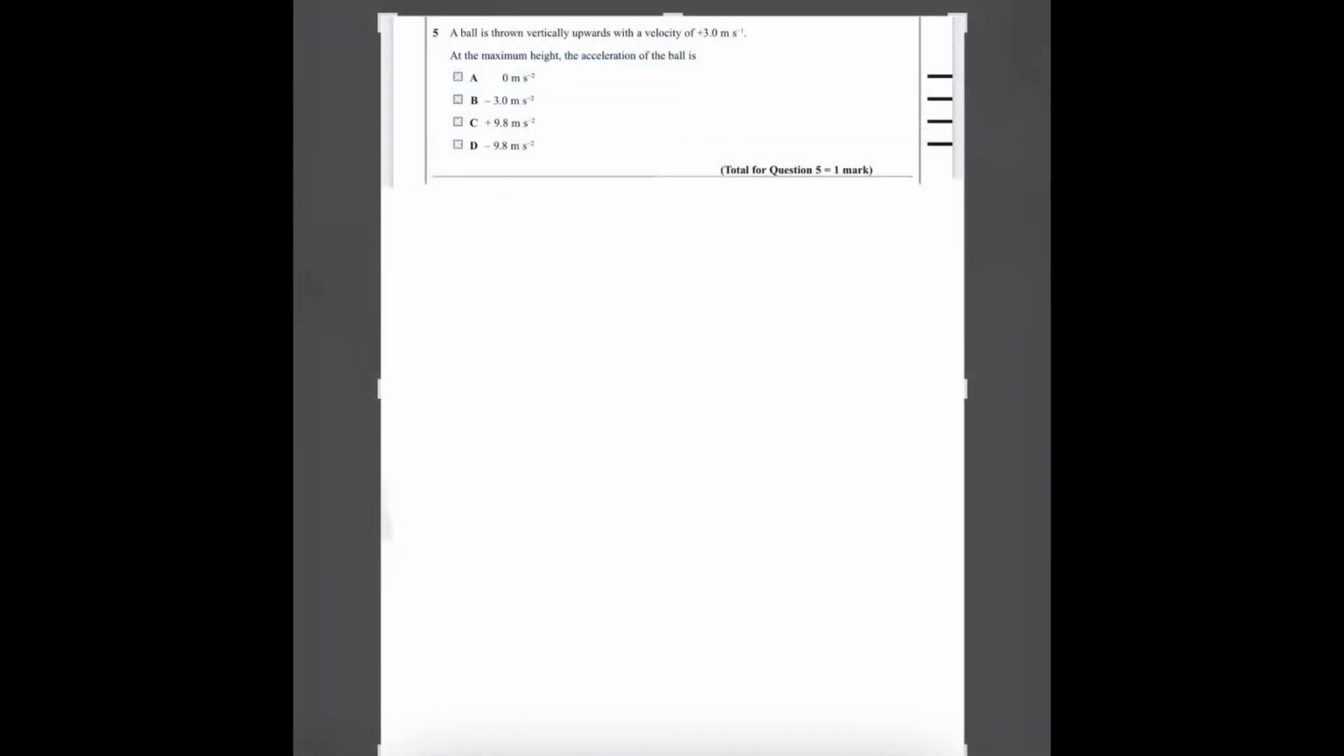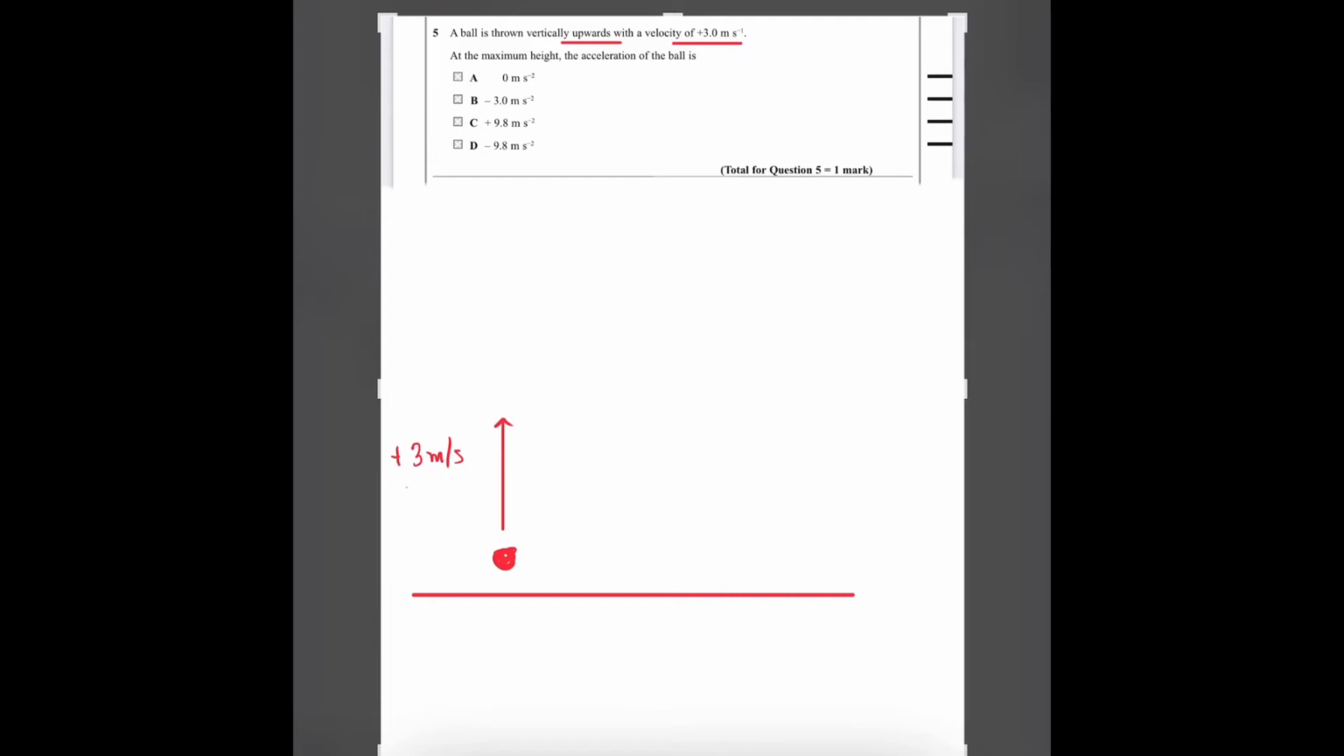Number 5. A ball is thrown vertically upwards with a velocity of plus 3 meter per second. So basically we have a ground here, and above the ground we have a ball which is being thrown upwards. This is the ball, and it is being thrown upwards with a velocity of plus 3 meter per second, right? So if we have a velocity of plus 3 meter per second, there is a force acting in the opposite direction, right? The force due to gravity.